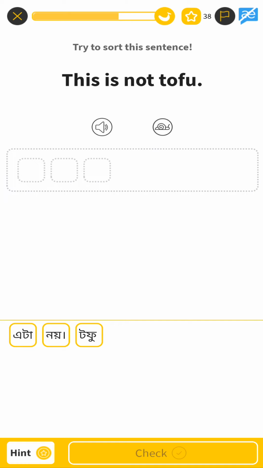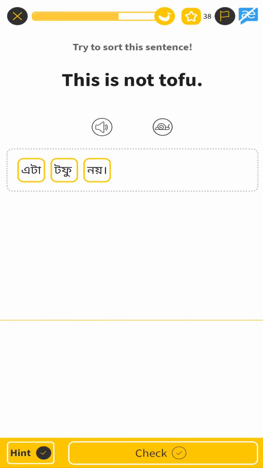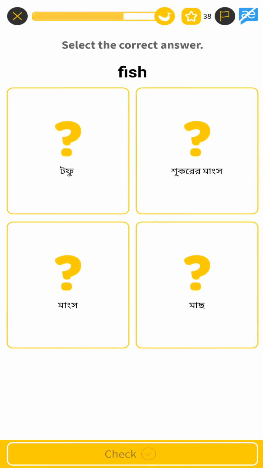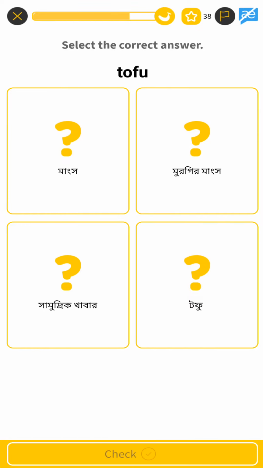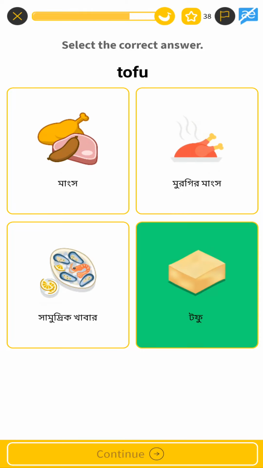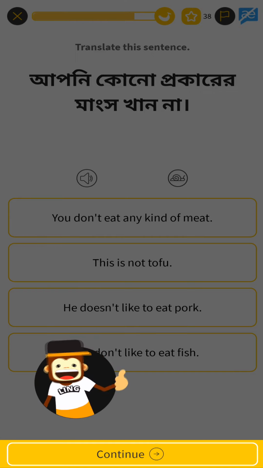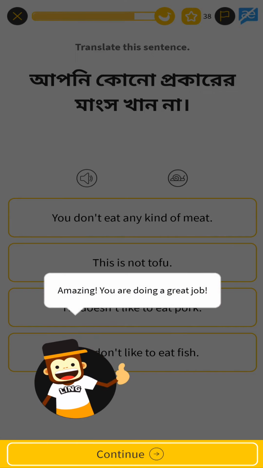This is not tofu. Would be Eta tofu noi. Eta tofu noi. Fish is mach. Tofu is tofu. Thanks, Ling. Appreciate it, bud.